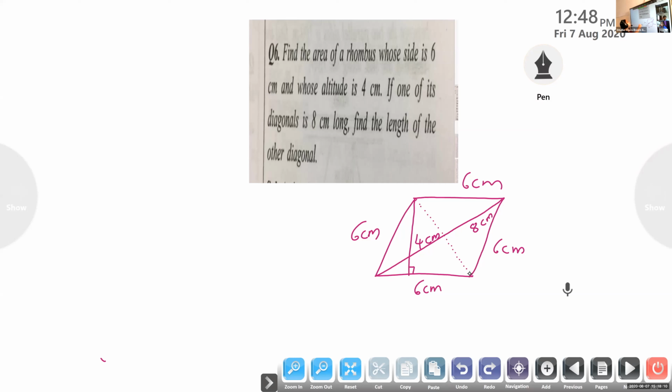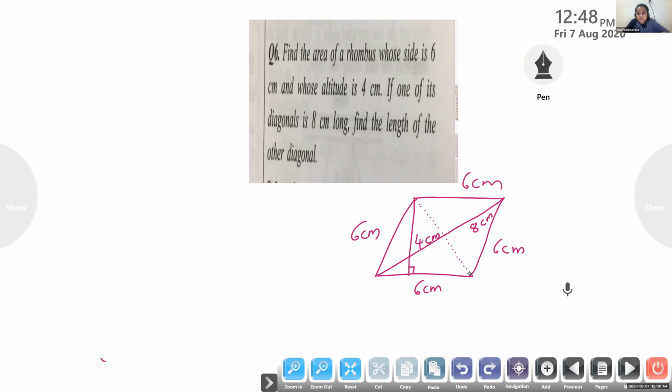What can we do? How can we find the area and the other diagonal? Anybody, any idea? It is a rhombus. Side and height are given. How will we find the area of rhombus? Just now we studied area of rhombus as half D1 into D2, where D1 and D2 are the diagonals. Here only one diagonal is given, the other diagonal we don't know. So that formula we cannot use. So which method will we use?